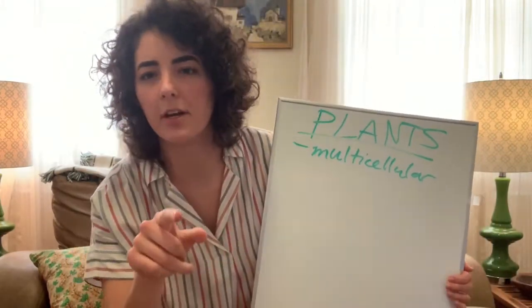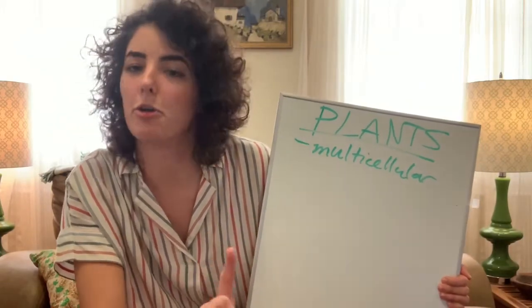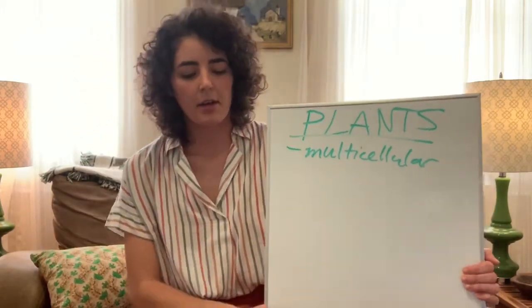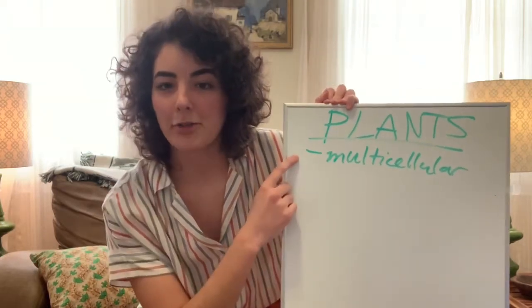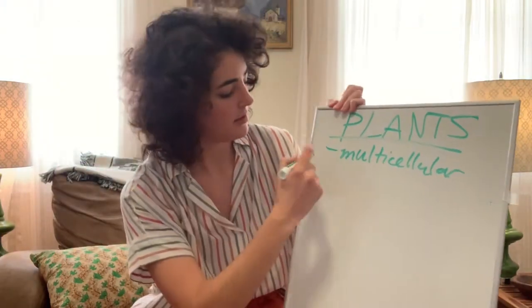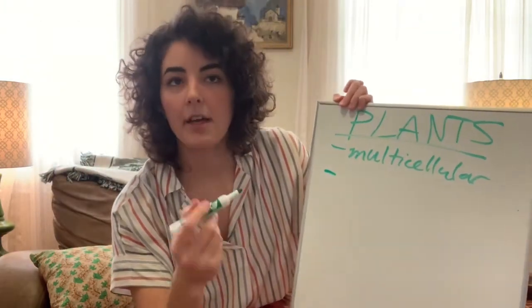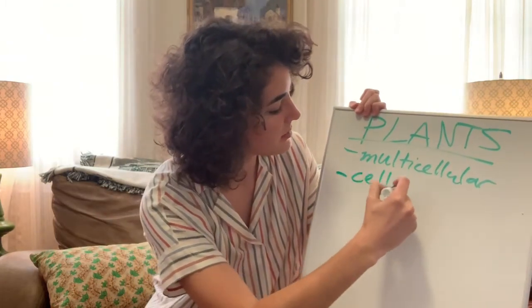Plants, unlike fungi and protists, are 100% multicellular. There are no unicellular plants. If they are, they're lying. So, plants are always multicellular. They are always autotrophic. They always have a cell wall made of cellulose.